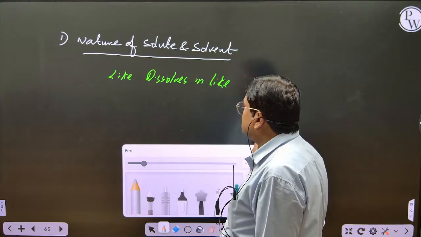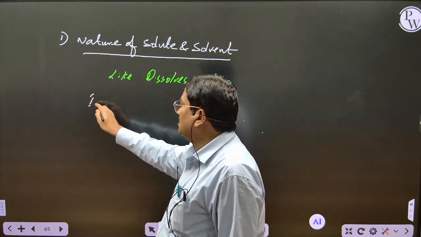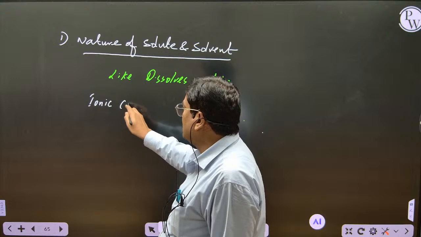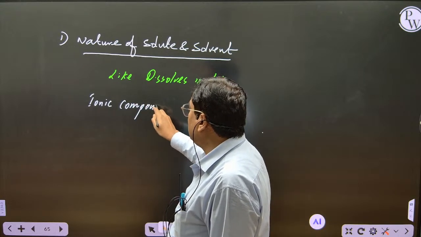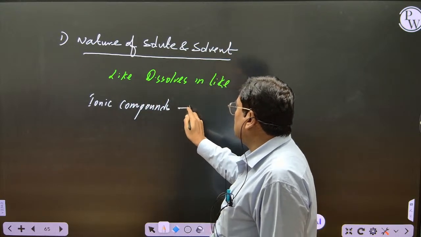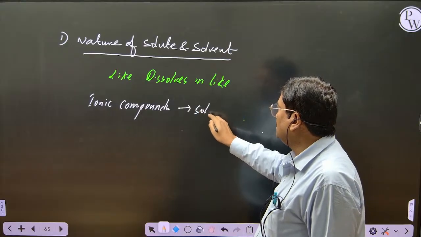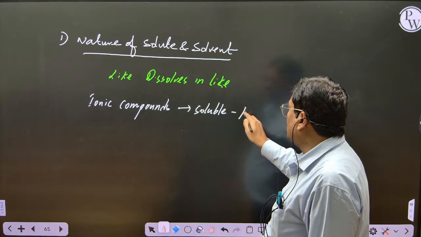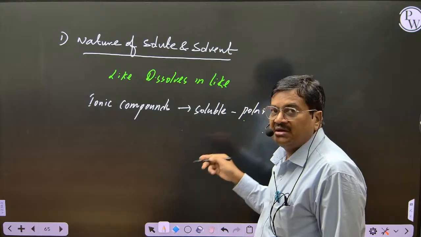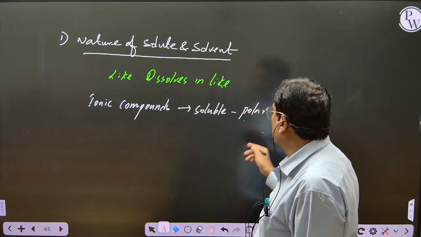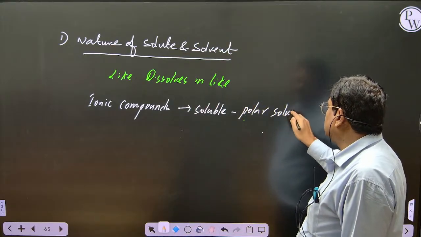Ionic compounds, like dissolves in like. Ionic compounds are soluble in where you people learnt in first year, no? They are soluble in polar solvent. You know what are polar solvent? Like water, ethyl alcohol, polar solvent, they are soluble.